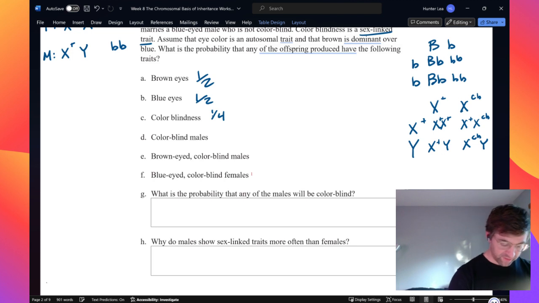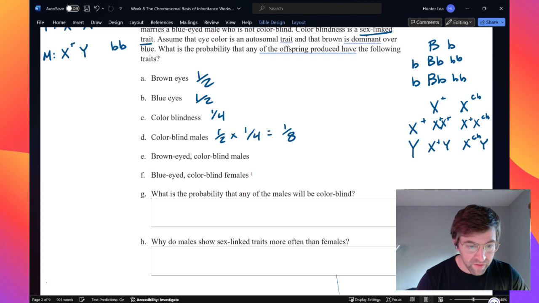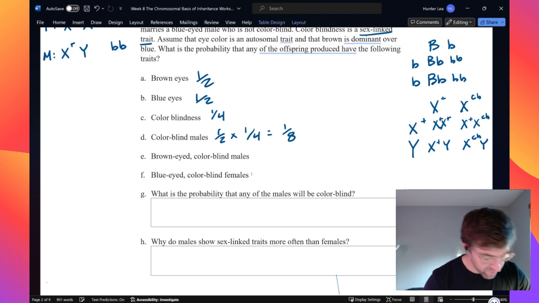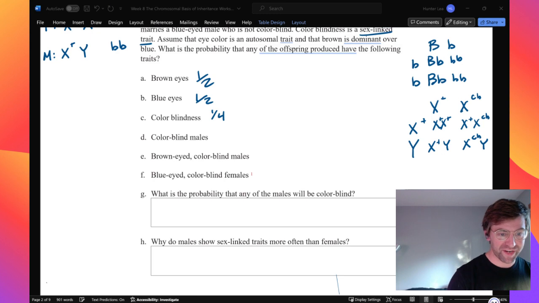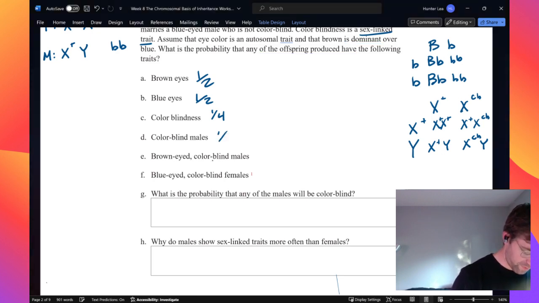Colorblind males is also, oh, hang on. Probability of a male is 1/2. Probability of color blindness is 1 in 4. Is this right? Nope, it is 1 in 4. Sorry about that, leading you astray. The probability of a colorblind male is still 1 in 4.